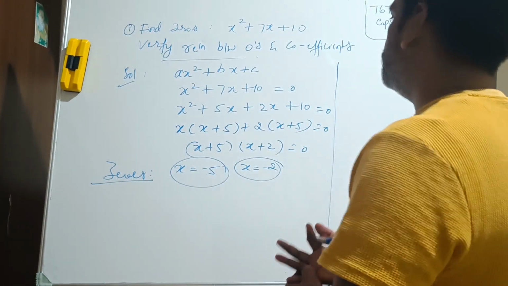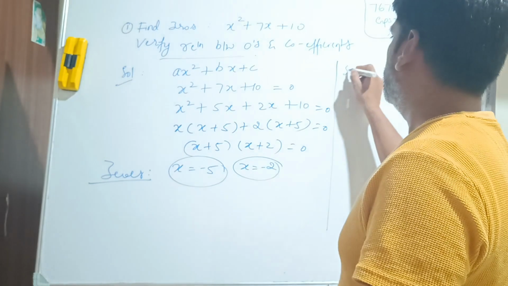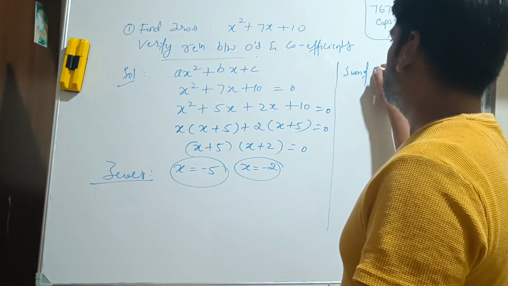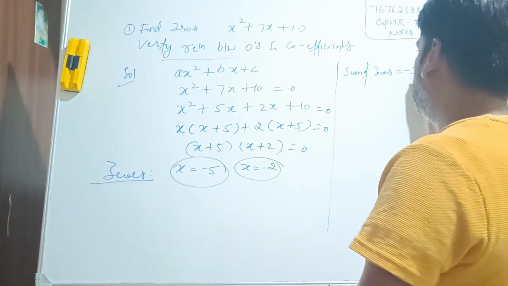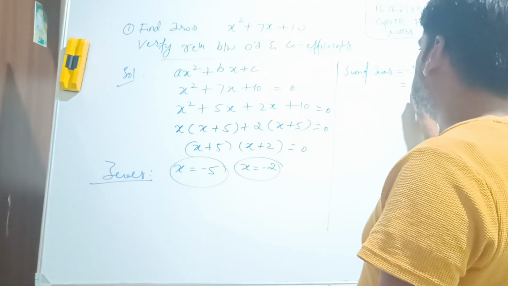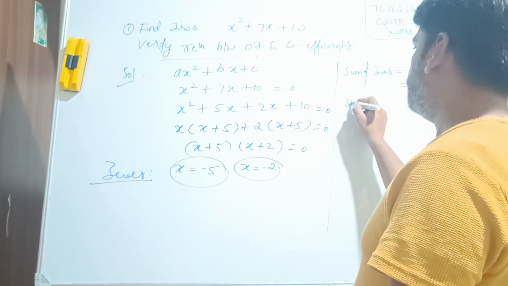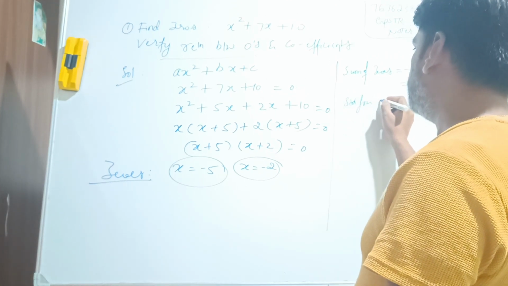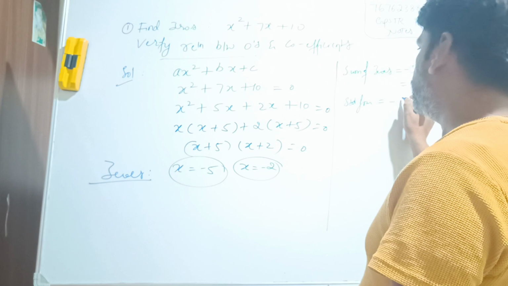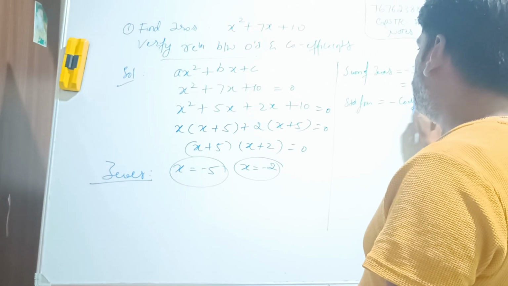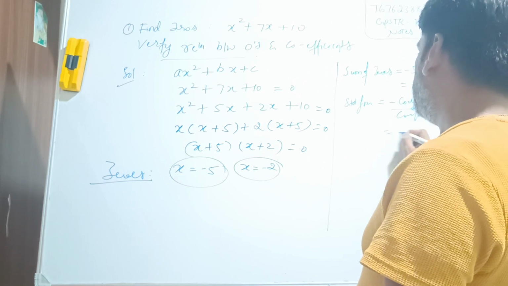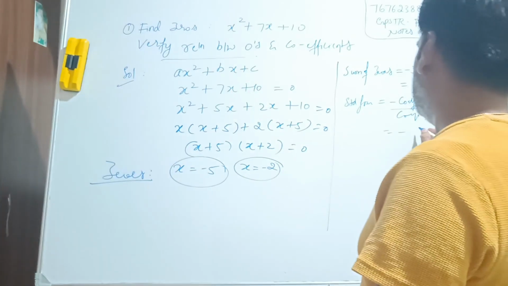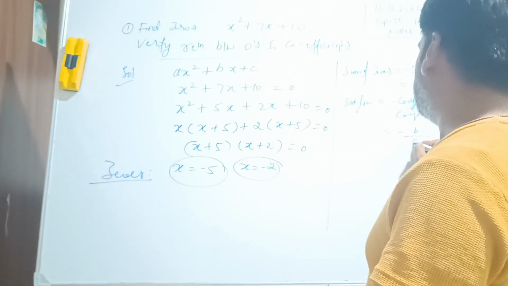Verify the relationship between zeros and coefficients. So how should we write? The sum of zeros. Sum of zeros is, what is that? One is minus 5 and the other is minus 2. What is the value of that? Minus 7. Suppose I write the standard form, what is the standard form? Minus of coefficient of x divided by coefficient of x². What is the coefficient of x here? b. What is the coefficient of x²? a. So it is minus b by a.